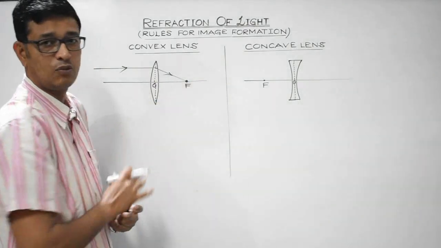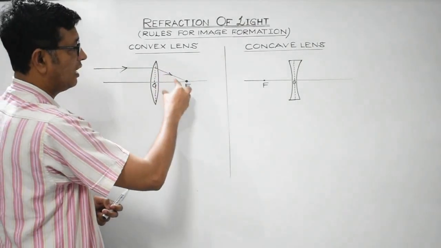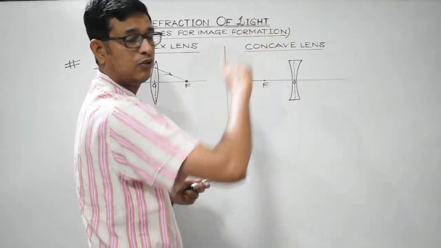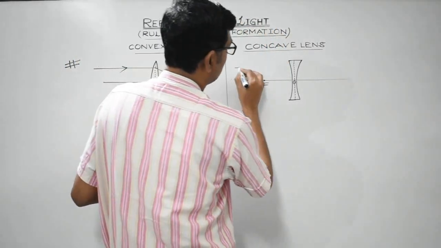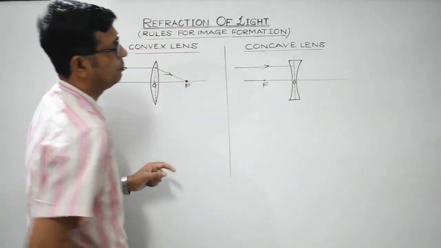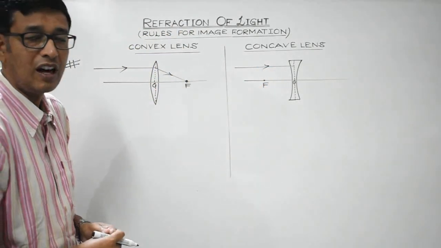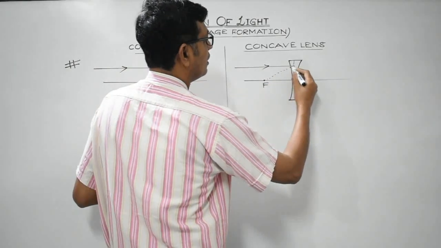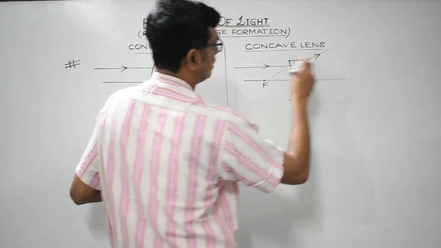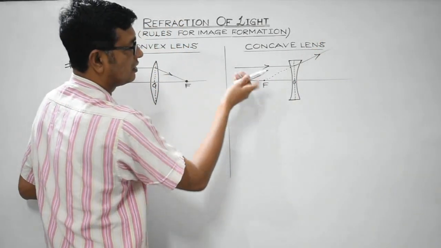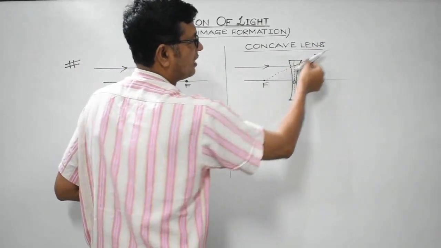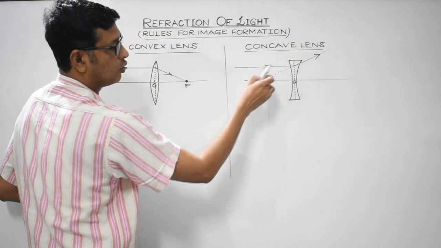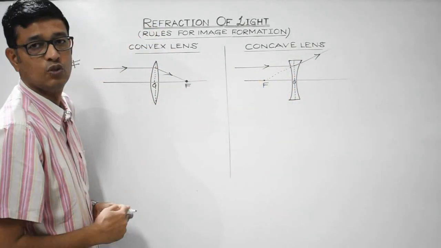So here also the same rule applies. But here, the ray after refraction converges. Here, it appears to be coming from the focus. So look, this is the ray which is parallel to the principal axis. So here, after refraction, it will appear as if the refracted ray is coming from the focus. This is the actual line, right? This is the direction in which the ray will get deviated. So it will appear as if this ray is coming from a point over here. So this point is the principal focus.